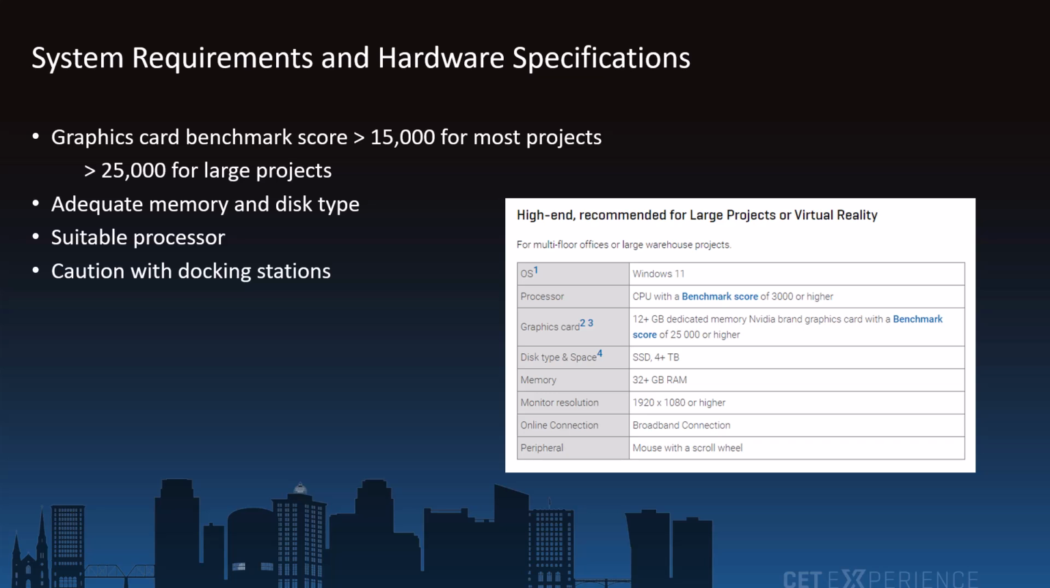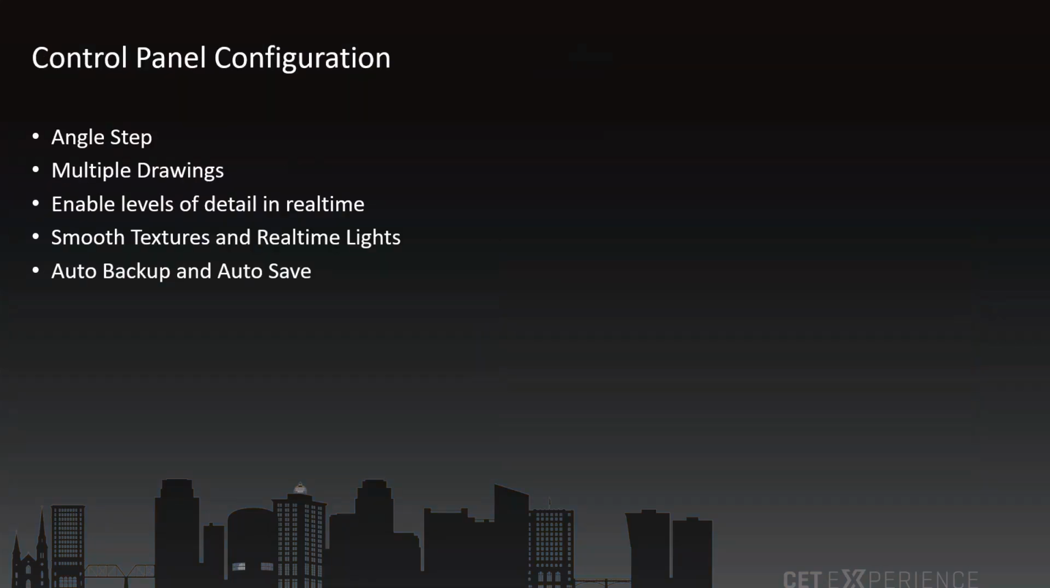All right, the next thing that we're going to talk about is our control panel configuration. So I'm going to swap into CET for this, but what we're going to look at is our angle step. We're going to talk about multiple drawings. We're going to talk about enabling levels of detail in real time, as well as those real-time lights and smooth textures. And then we'll talk a little bit about auto backup and auto save.